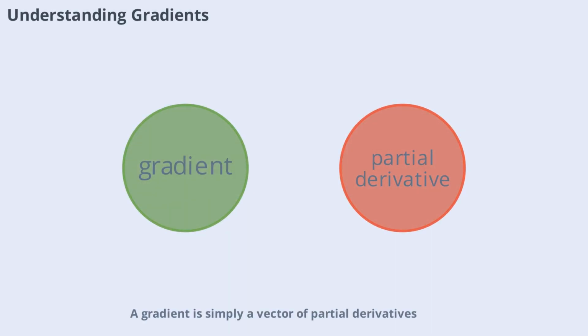Gradient is simply a vector of partial derivatives. It points in the direction of the steepest increase of a function. In optimization, we're usually interested in minimizing a function, so we move in the opposite direction of the gradient. Think of it like hiking down a hill. The gradient tells you which way is uphill, so you go the other way to reach the bottom.